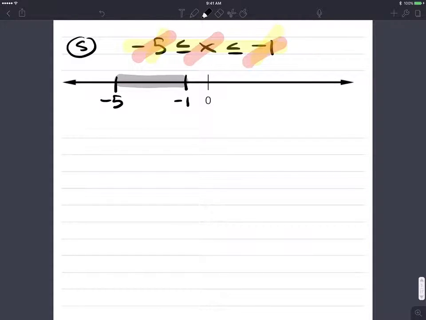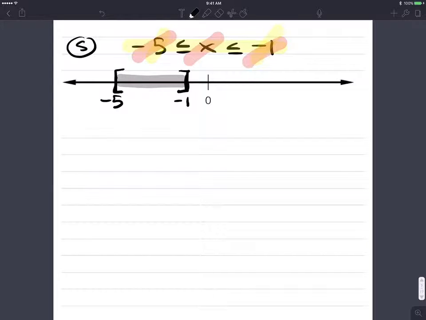Now because our inequality signs have an equality, that means it's a less than or equal to. We're going to use the square brackets to communicate to the reader that we are going to include the values -5 and -1. This here is the graph of this inequality.